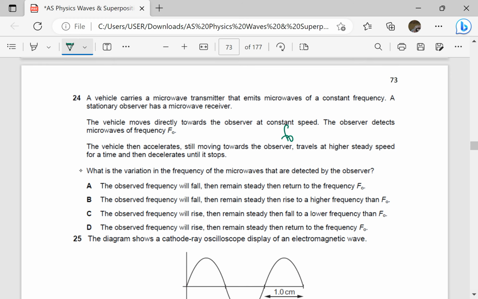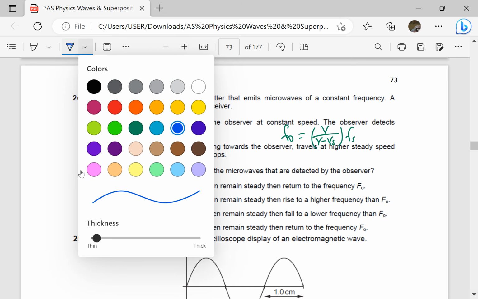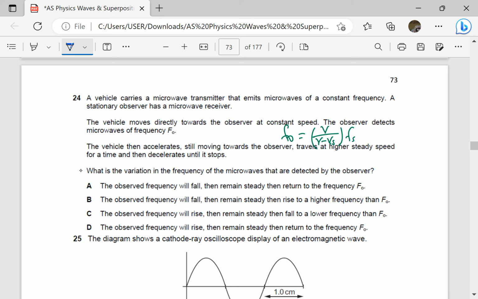So let's say f0 is equal to v over (v minus vs) times fs, because the vehicle moves directly towards the observer. But then the vehicle accelerates. That means the speed increases to a new value, which implies that the frequency is going to rise. Because vs becomes bigger, the difference becomes smaller, so the frequency rises. Here they are saying the observed frequency will fall, so it will rise.